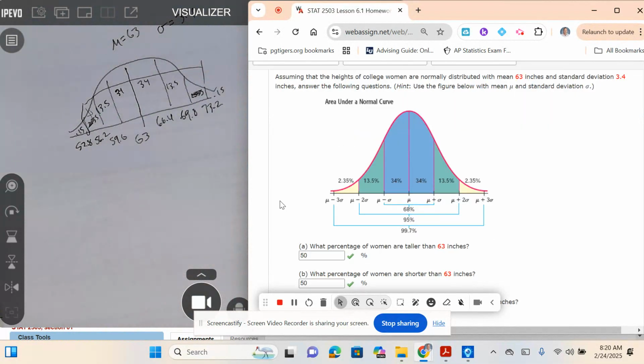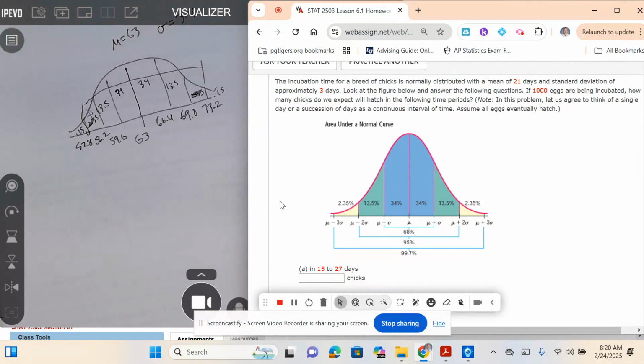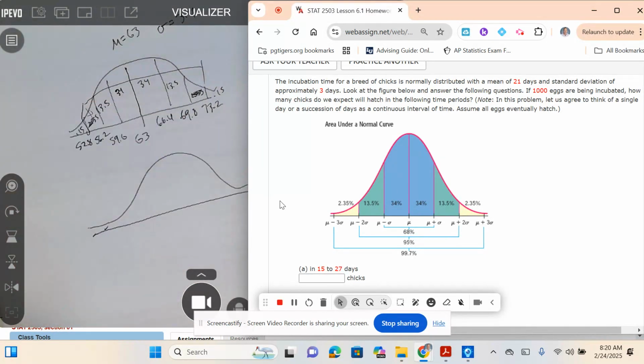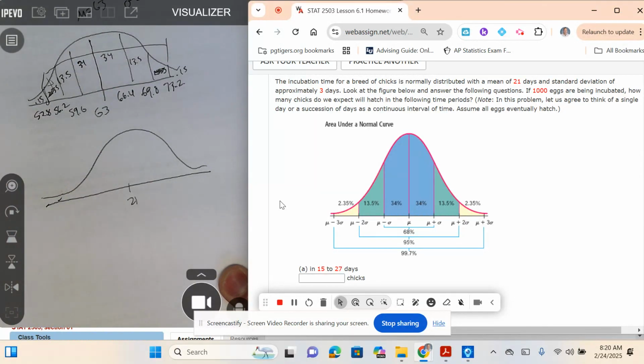All right. Let's go to the next one. The incubation time for a breed of chicks is normally distributed with a mean of 21 and standard deviation of 3 days. Look at the figure below and answer the following questions. If 1,000 eggs are being incubated, how many chicks do we expect to hatch in the following time periods? We did not do one like this in the notes, but we can kind of apply. Let's break this down. You could write this down if you want, or do it in your head. A mean of 21 and a standard deviation of 3.